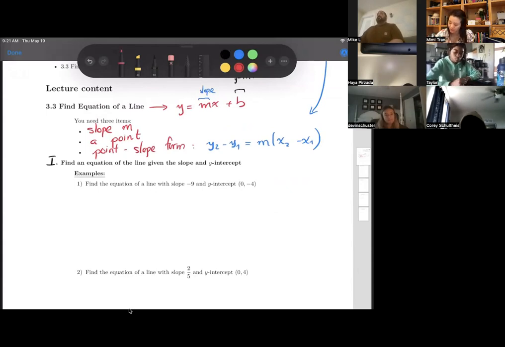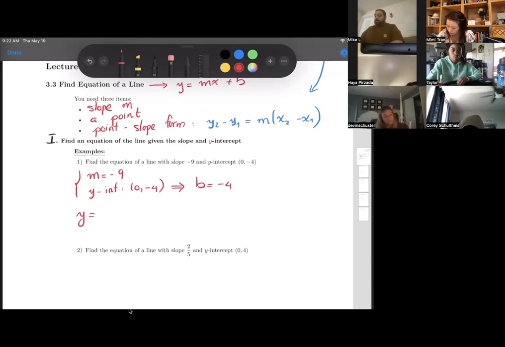So given the slope is -9, and the y-intercept is 0, -4. So b would be what? If I give you a point 0, -4, then b is -4, right? You can just plug it in. Look at that. For this one, you don't need to use the point slope form.